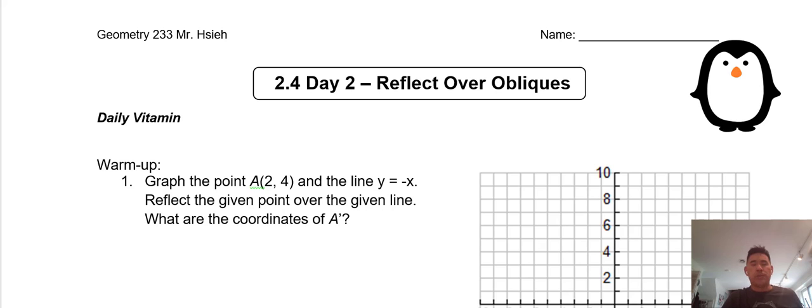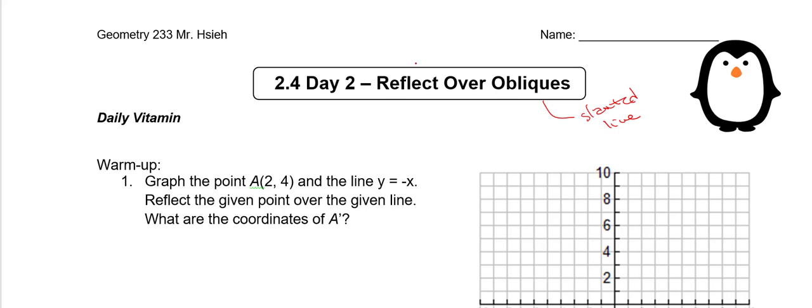Okay, we're going to move on to one of the tougher topics in this chapter. It's called reflecting a point over an oblique line. An oblique line is basically a line that's not a horizontal line and it's not a vertical line. So it's basically a slanted line. And what we're going to do is reflect a point over oblique lines.